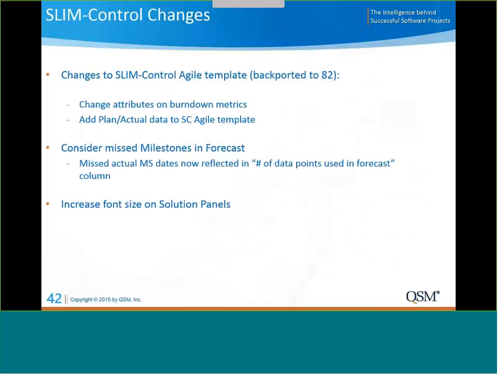In Slim Control, there are very few changes. We've updated the Agile template, and the changes are to the burn down metrics created specifically for that kind of methodology. We added some plan and actual data, again as an example in the template, to give you an idea of how you might use some of the charts and graphs. The algorithm now considers missed actual milestone dates. That's now reflected in the number of data points used in a forecast, and we made some of the solution panels easier to read.